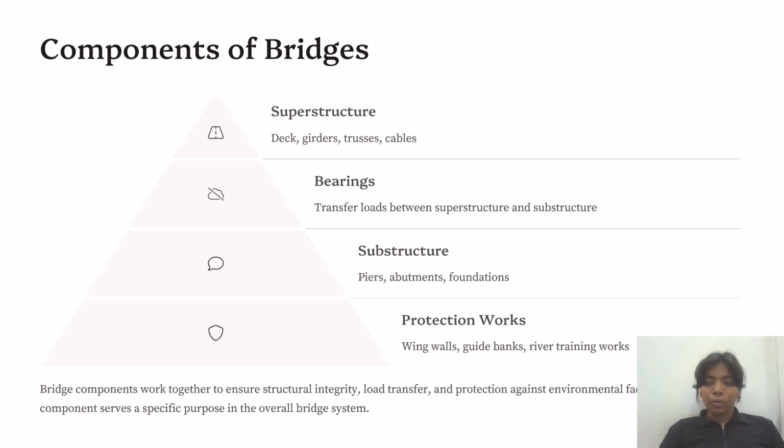Wing walls: walls extending from the abutments to retain the soil of the approach embankments. Foundation: the part of the bridge that transfers the loads from the substructure to the underlying soil or rock. And these are the common types of foundations: shallow foundation, deep foundation, pile caps.